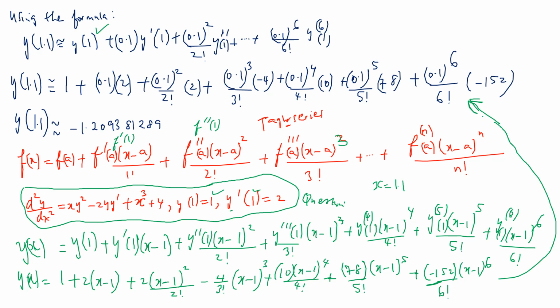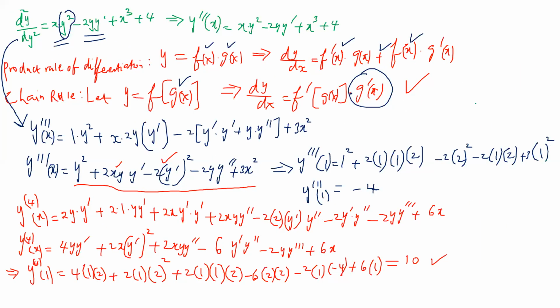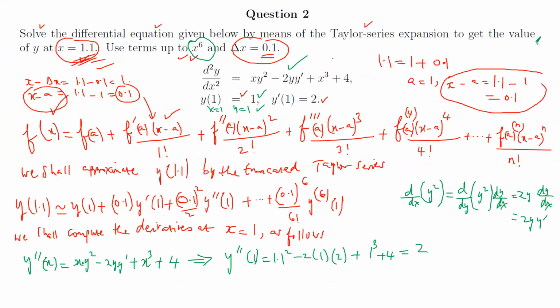So now, this is the answer to the question. Just to recap quickly as we move to the next one: we have to solve the differential equation given below by means of the Taylor series expansion. We have to solve the differential equation, which we did. Okay, by means of Taylor series expansion, to get the value of y at 1.1, use the terms up to x to the 6th power and the change in x, which is 0.1.